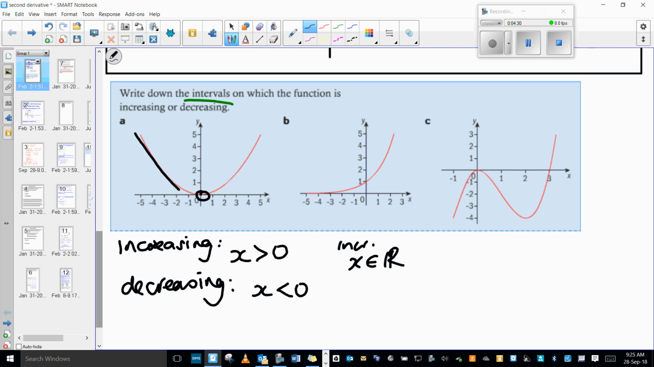Remember how we write this? The member of all real numbers. If you want to write in words, you can write just for all real values.